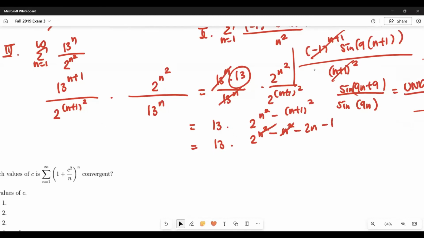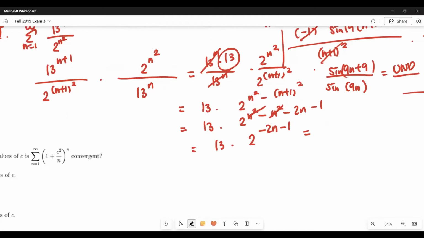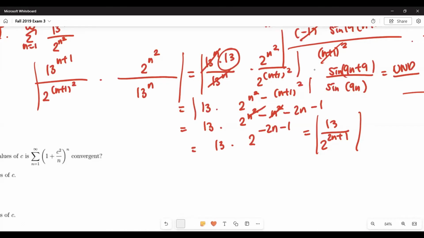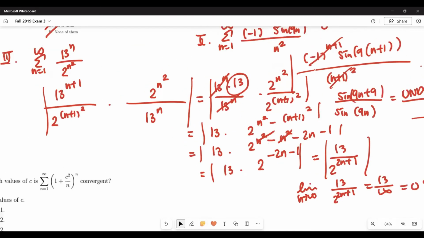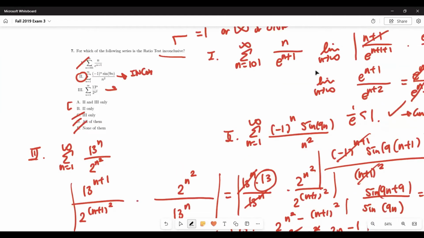This cancelled out, so this will be 13 times negative 2n minus 1, which is the same as 13 over 2n plus 1. And if that is absolute value, I forgot to write a lot of absolute values. If I don't write it, just consider that there is absolute value, so don't forget that part. So as the limit n goes to infinity, 13 over 2n plus 1 will be 13 over infinity, which is 0, which is less than 1. So it is convergent. So the only right answer is then 2, which is B.